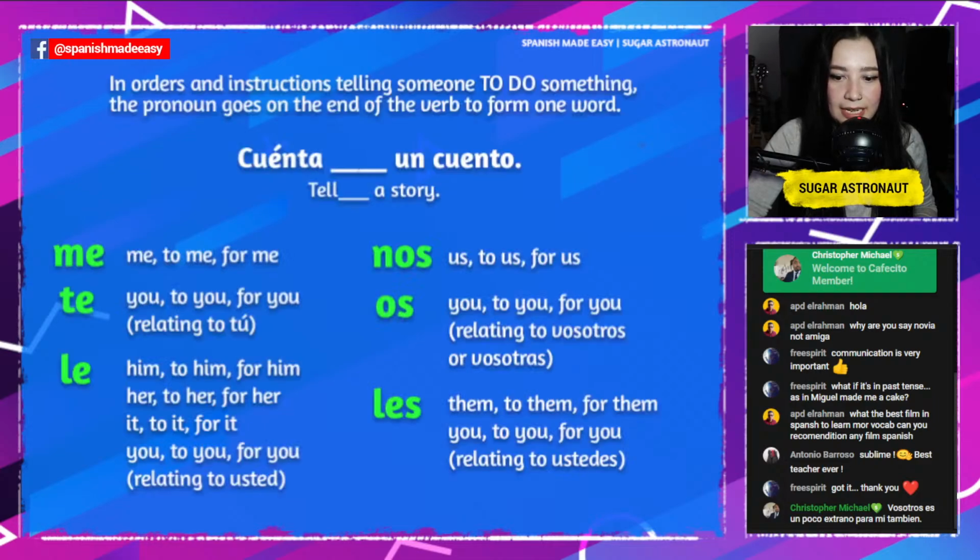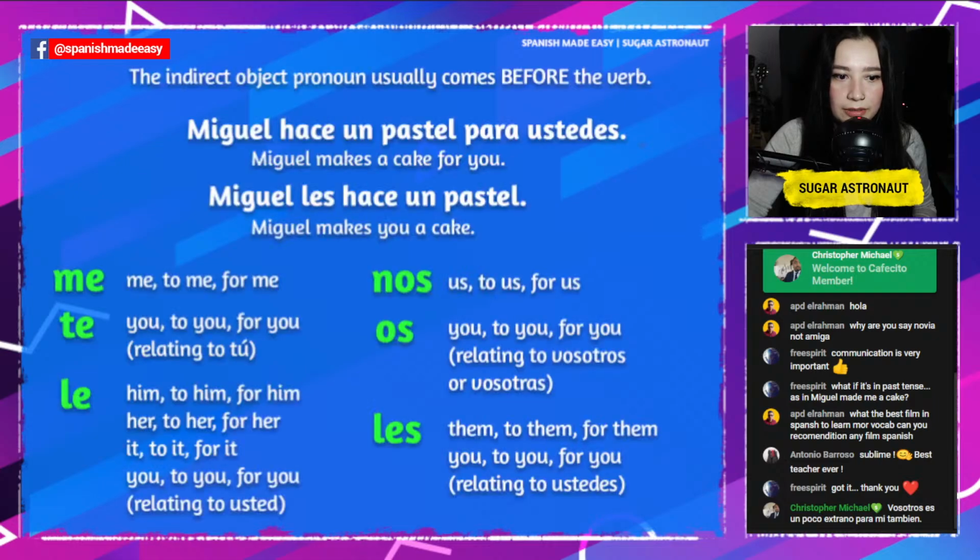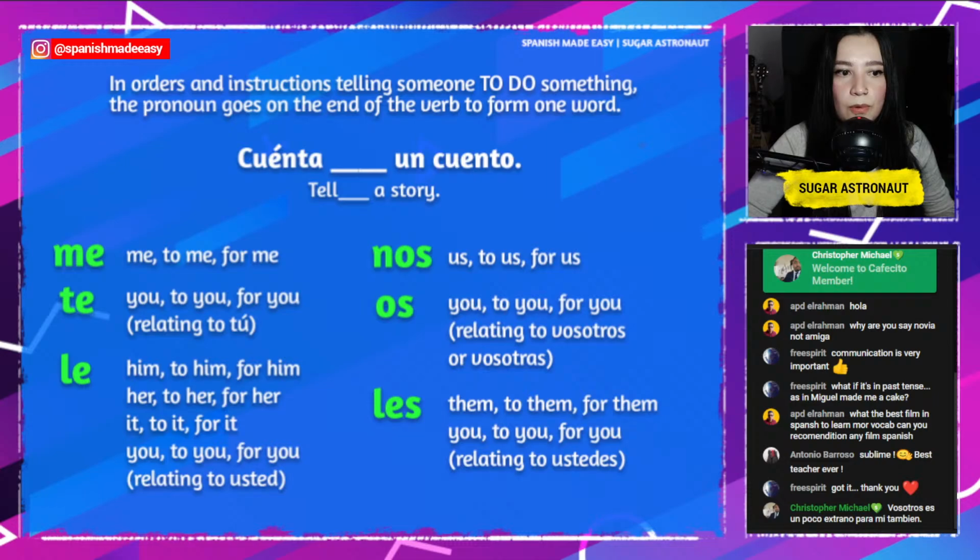Now, guys, let's talk about orders. Okay, that's done. Let's talk about orders or instructions, okay? So when you're telling someone what to do, or you want someone to do something, the indirect object pronoun goes on the end of the verb. So you pretty much add the pronoun to the verb all together, okay? And it just forms one word only. Specifically when you are talking about orders and instructions. And they're positive orders, so you're telling someone to do something, okay? Essentially, we're talking about that.